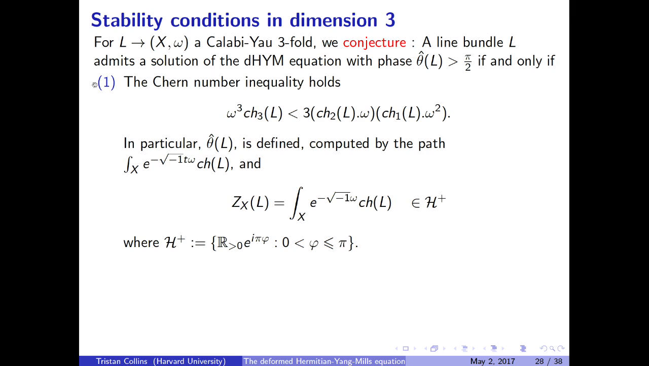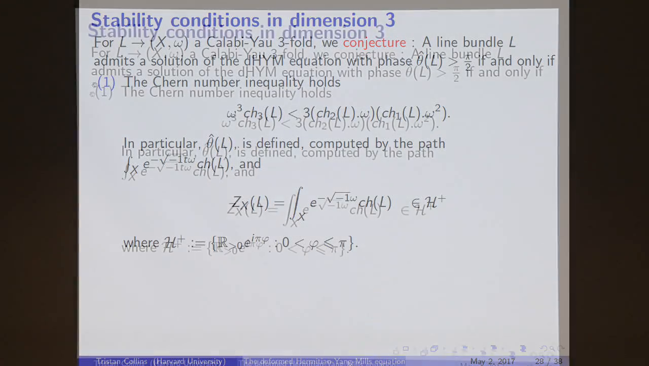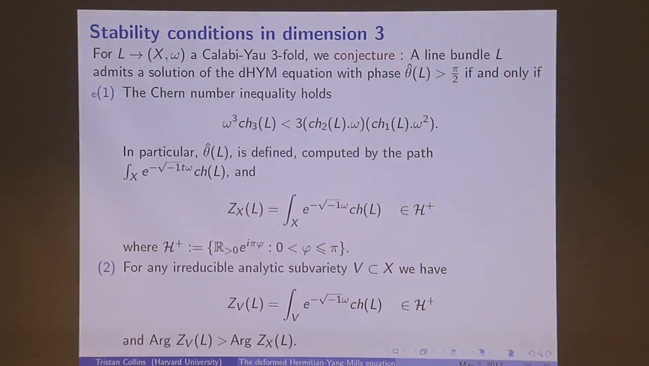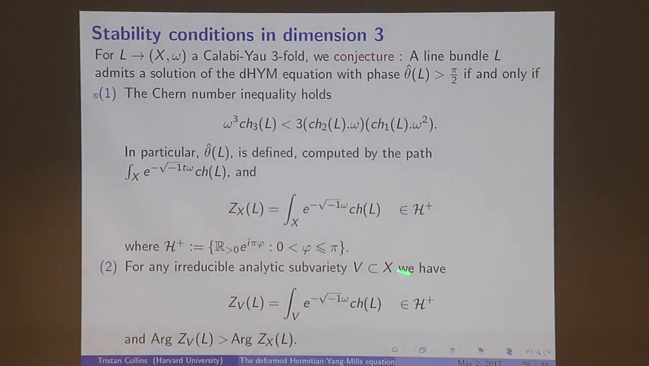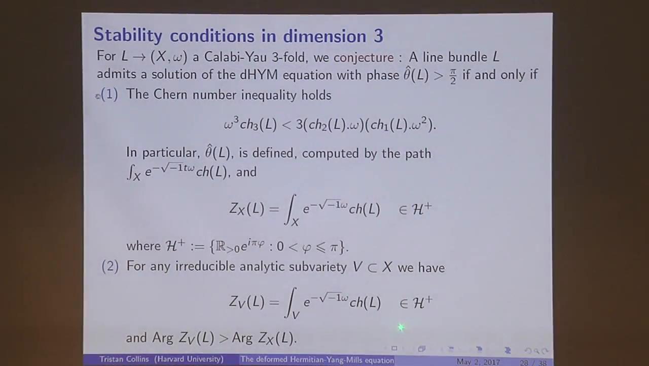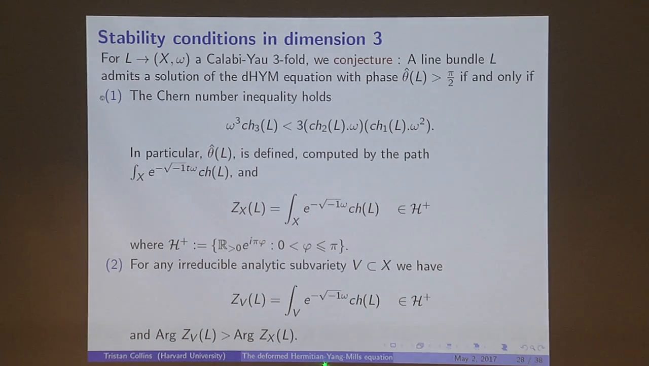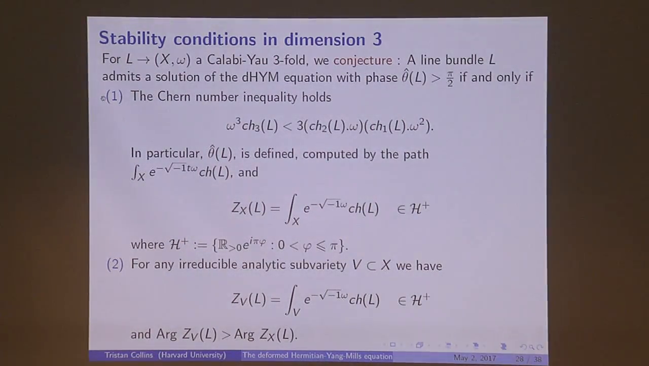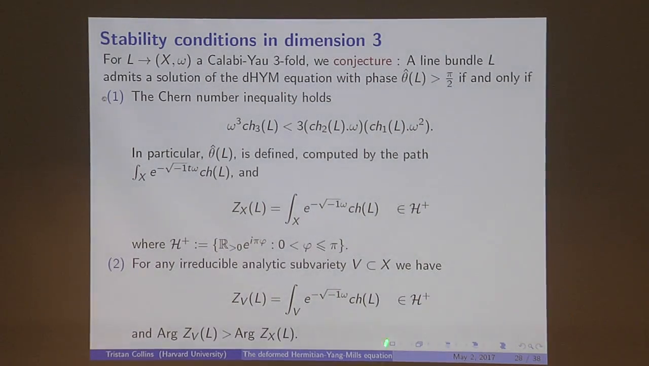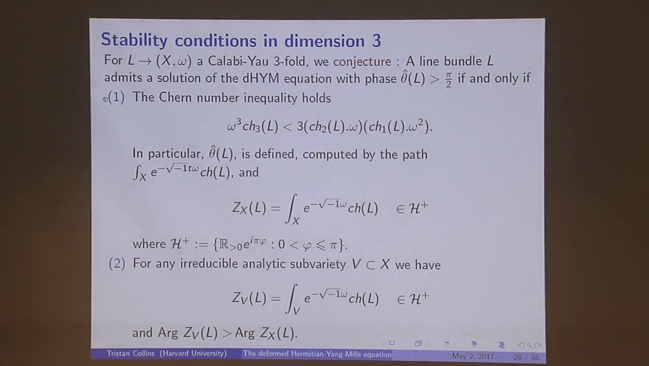First of all, this Chern number inequality has to hold. And if this Chern number inequality holds, that tells us that this path that we get from taking t from plus infinity to 1 never passes through the origin. And actually, we also know that this number has to lie in the upper half plane. And furthermore, for any irreducible analytic subvariety, we can look at this number. It also has to lie in the upper half plane, and it has to satisfy an inequality for the arguments, like this. So this is kind of like a slope inequality. This is the kind of thing that you see in the Donaldson-Uhlenbeck-Yau theorem. That's one way to think about it. Except notice here that we're looking at subvarieties, so we have some sort of torsion sheaves appearing.